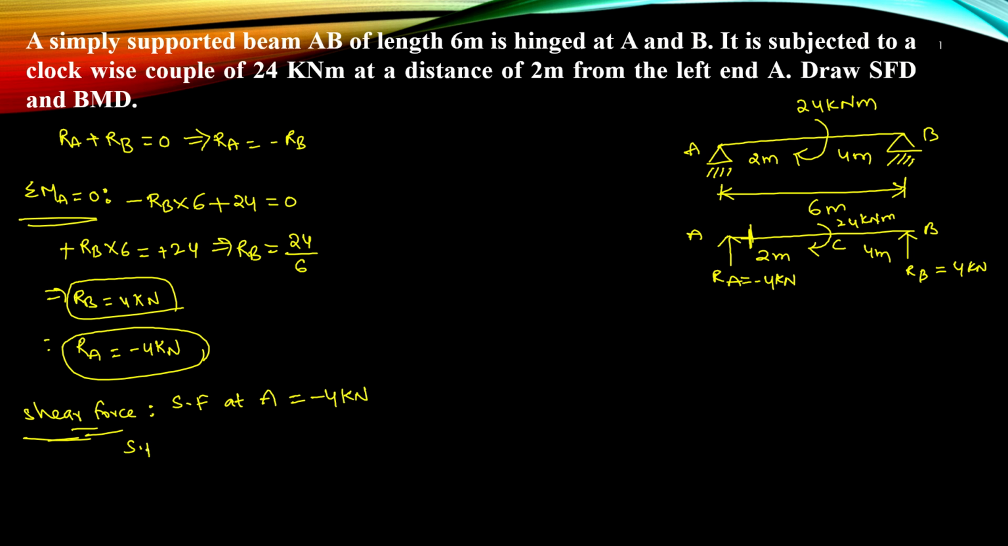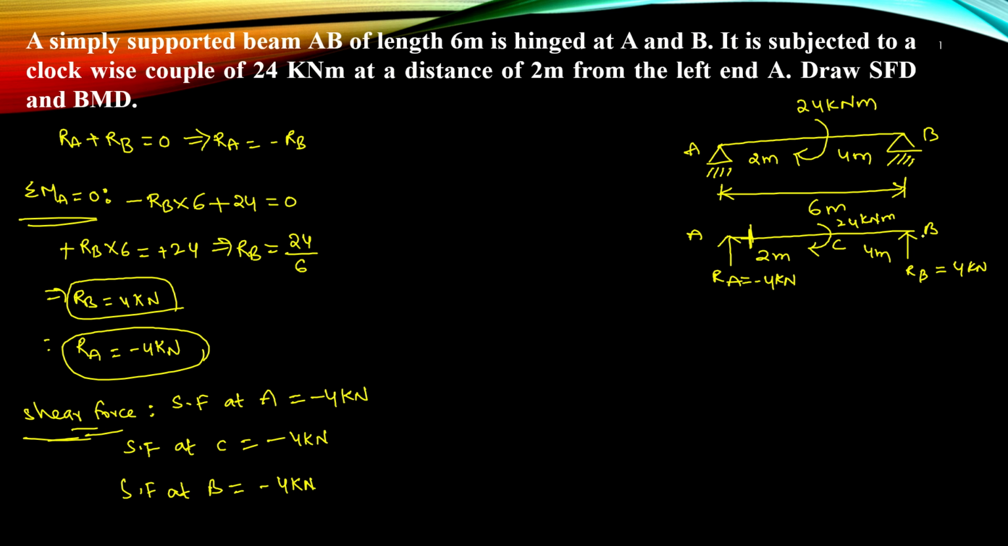Next, we will calculate shear force at C. So at C, there is only a couple acting. There is no shear force, there is no loading. So the minus 4 will go up to C in the same way. So it is minus 4. Since there are no loads, the shear force will not get affected. Similarly, shear force at B also will be equal to minus 4 only, because again from C to B there is no loading. So minus 4 will go till there.